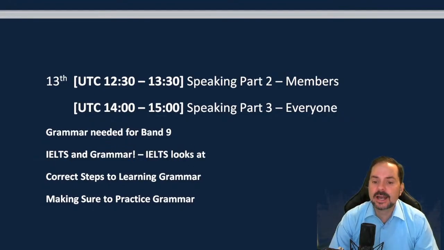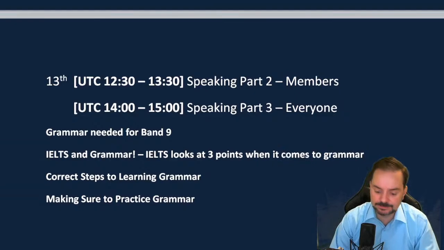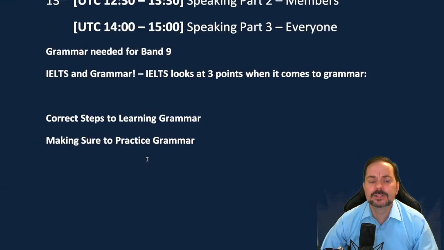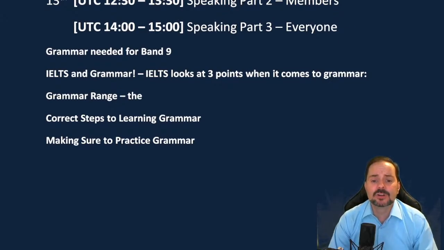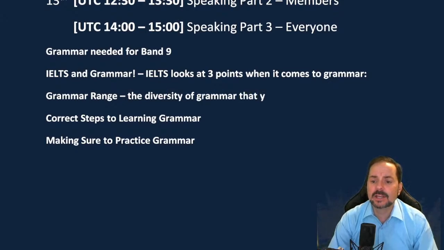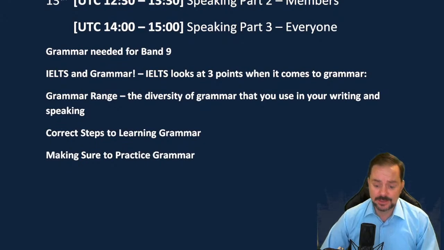IELTS looks at three points when it comes to grammar. Number one, IELTS looks at your grammar complexity, so your range of grammar, and they actually call that your grammar range. They look at this in both your writing and in your speaking. Grammar range means the diversity of grammar that you use in your writing and speaking. Of course, based on that, you will understand the listening and the reading sections as well.